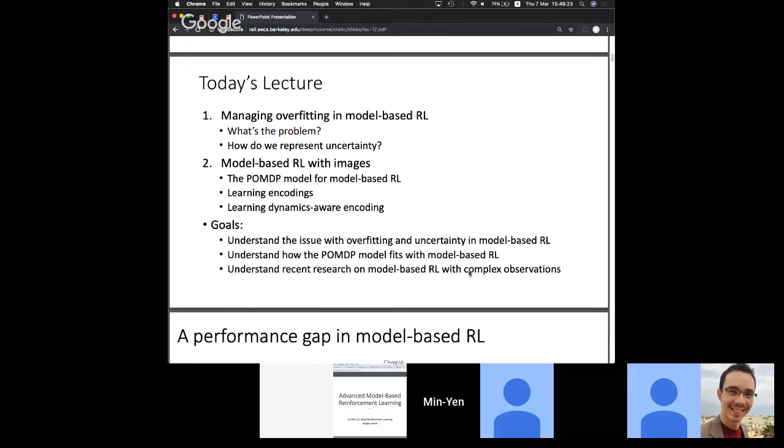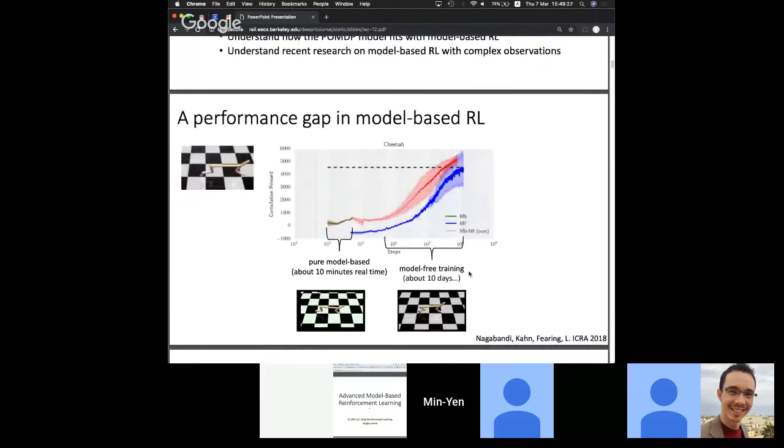Right. So Sergey starts his lecture with this example. This is from a paper. The point he tries to make is, if you look at this graph, you can see the cumulative reward is on the y-axis, and the training time, or the time steps, is on the x-axis.